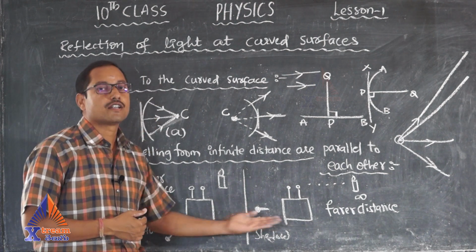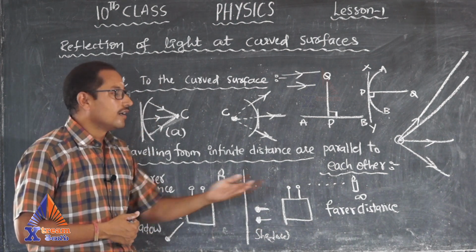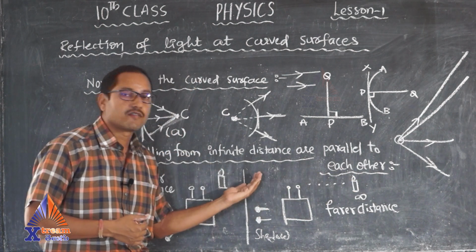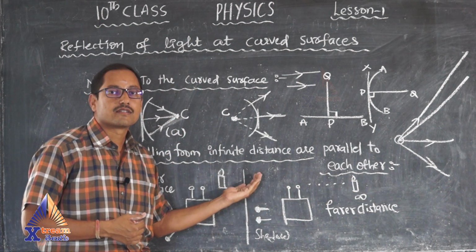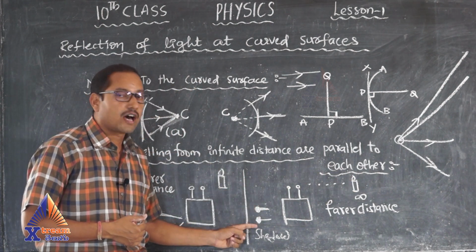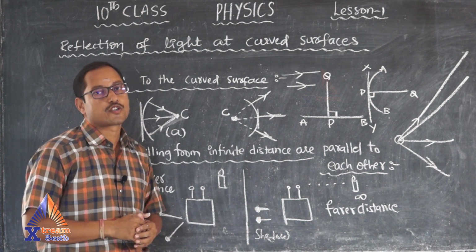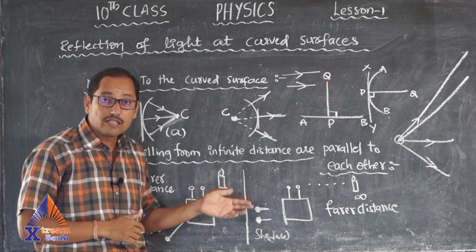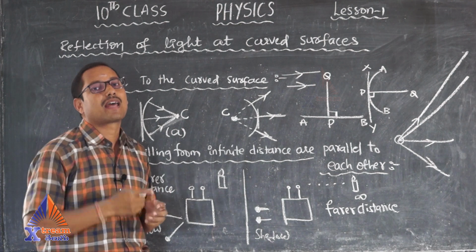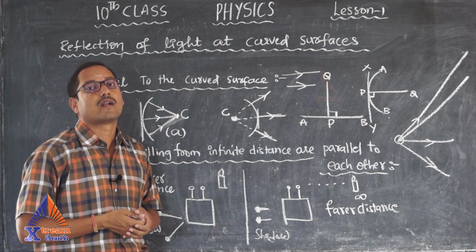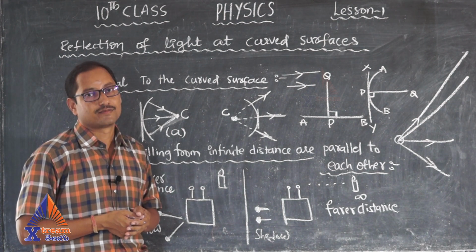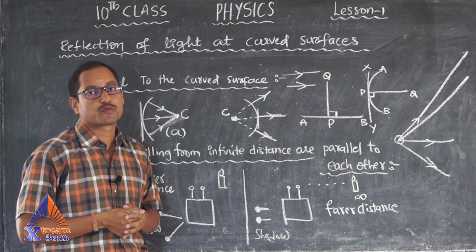This activity shows that if the light rays are traveling from very large distance, they are going to be parallel to each other. And if these rays are parallel to the principal axis, they are called as paraxial rays. Hope you understood this video.